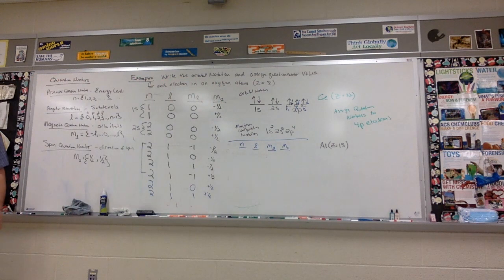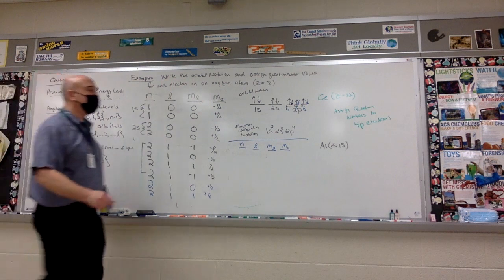Right, how many orbitals are there in a 3s? Look at your little zero box. The only value is 0, right?